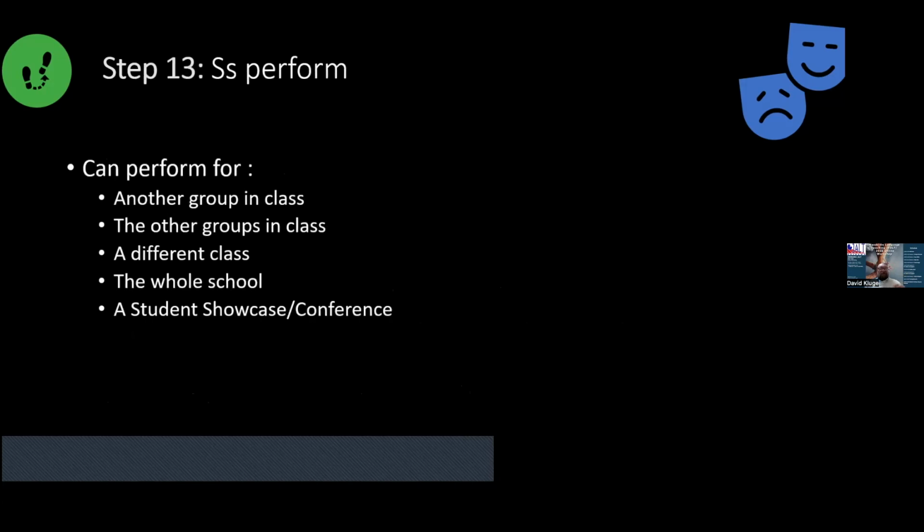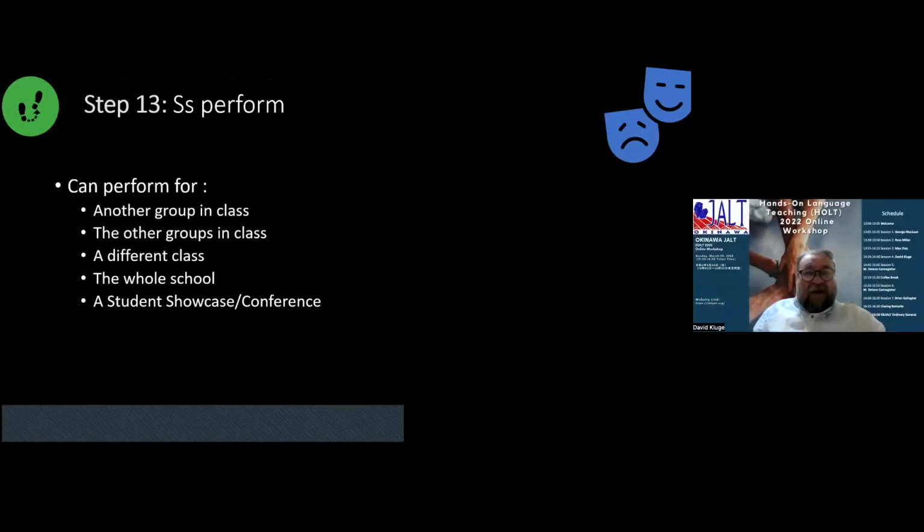Step 13, students perform. They can perform for another group in class, the other groups in class, a different class, a whole school, or a student showcase conference like the PISIG conferences. Now, another group in class and the other groups in class, those are 2 different things. Another group in class: if you have 6 groups in class, group 1 performs for group 2, and group 2 performs for group 1. Group 3 performs for group 4, group 4 performs for group 3, and group 5 performs for group 6, and group 6 performs for group 5. That's if you don't have a whole lot of time for everybody to see the performance live.